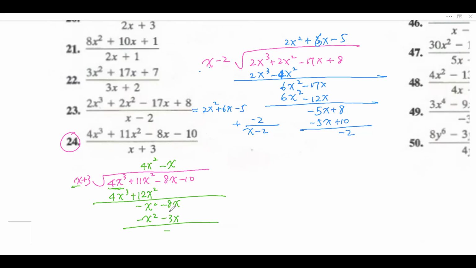And this one is -3x. Left behind -5x. Copy down here, right? So you get -5. So -5x minus 15. So left is 5. So this one means equals to 4x squared minus x minus 5. What's the remainder? 5. When you copy this one as well, right?